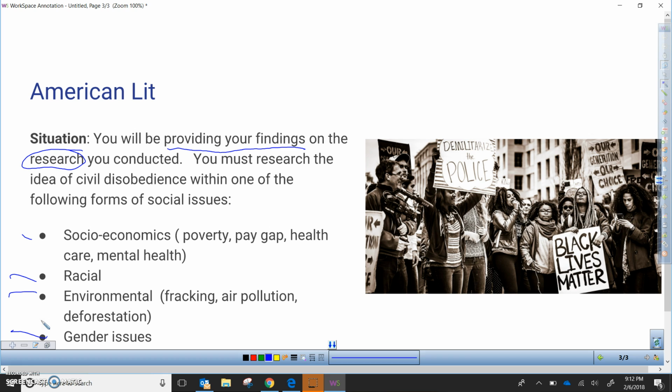Socioeconomics, which includes things like poverty or the pay gap or healthcare. Or racial. You could talk about things like Black Lives Matter or Native American rights or the rights of immigrants or the rights of Latino people in this country or the rights of Muslims. There is a big Islamophobia. There are a lot of people who just don't like Muslim people for no apparent reason, other than maybe they're afraid for no reason. You can also look at environmental things.